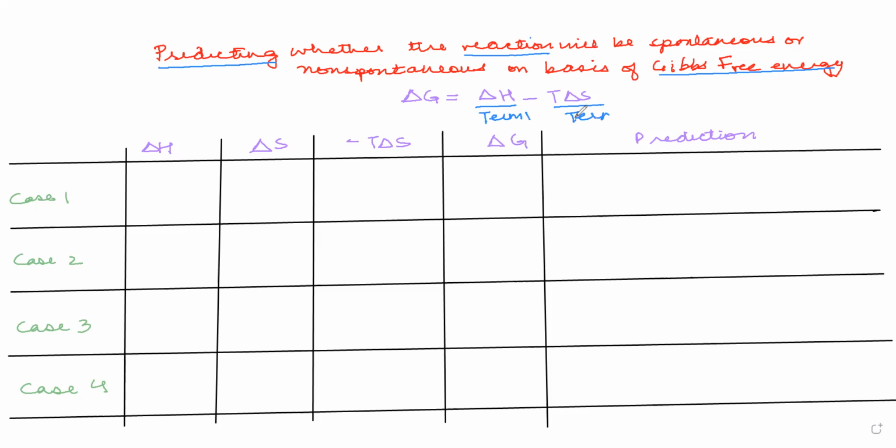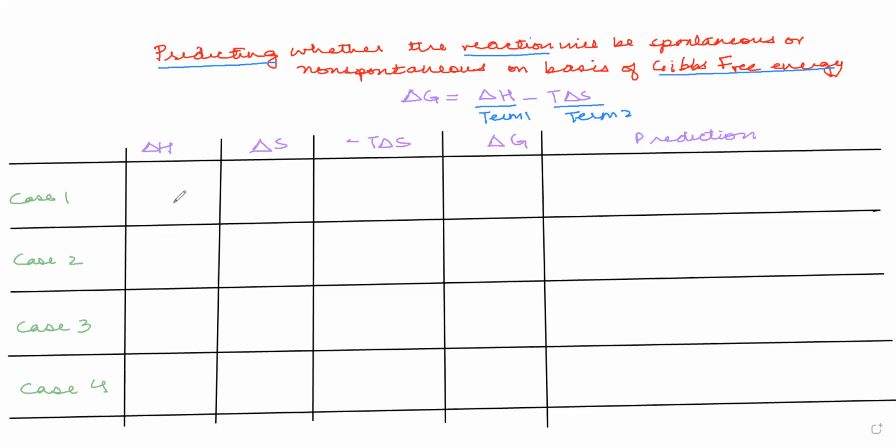And here, what we do is put in different combinations: sometimes we consider delta H as exothermic, sometimes endothermic, and similarly entropy as positive or negative. So we will be having four possibilities, and accordingly we predict how the values of delta G will be affected. Okay.